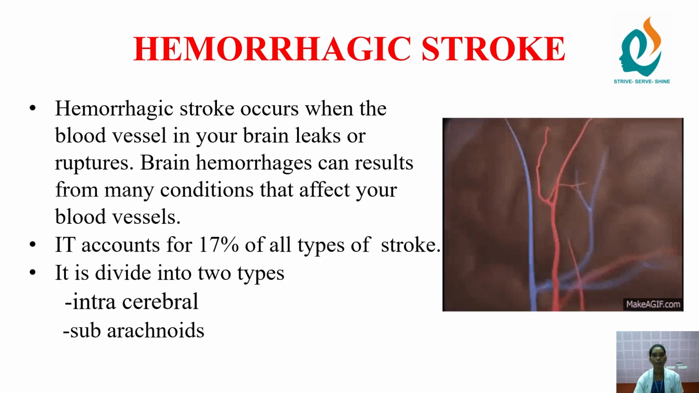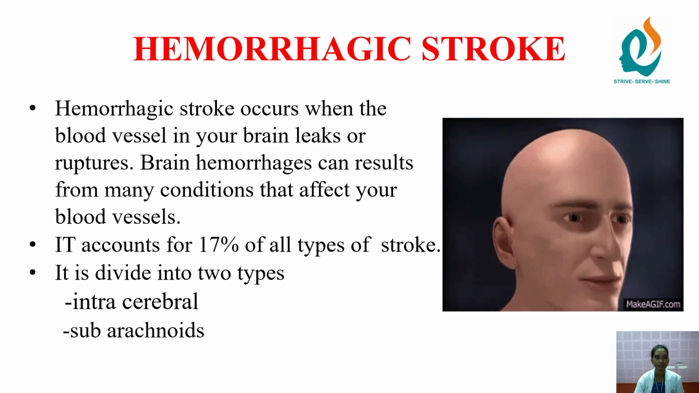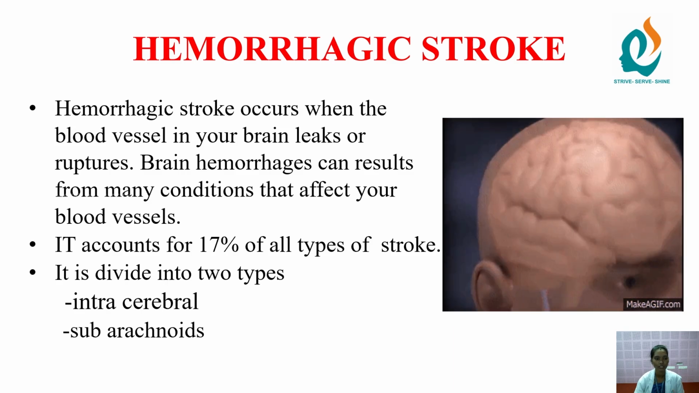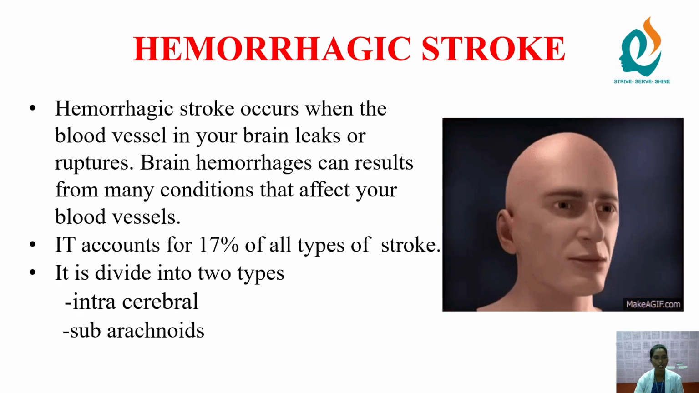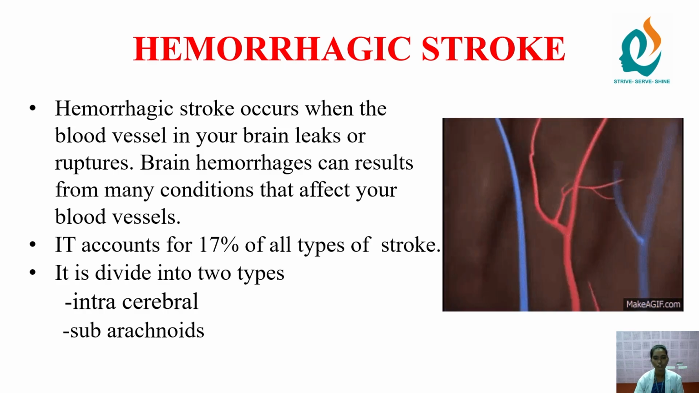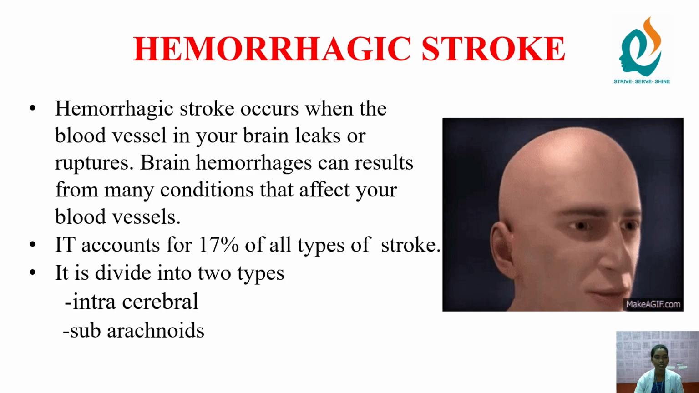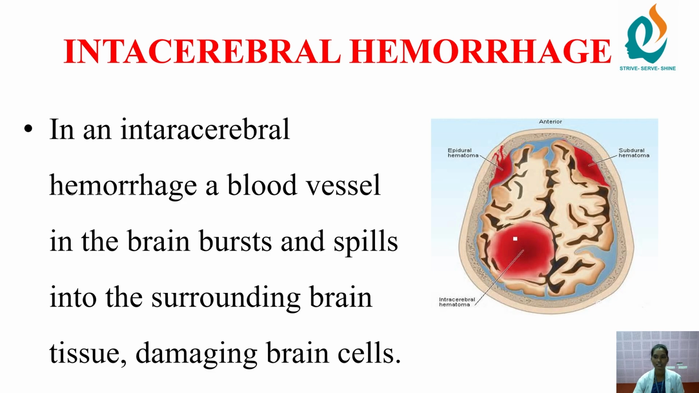Next is the hemorrhagic stroke. Hemorrhagic stroke occurs when blood vessels in your brain leak or rupture. Brain hemorrhage can result from many conditions that affect your blood vessels. It accounts for 17% of all types of stroke. It is divided into two types: intracerebral hemorrhage and subarachnoid hemorrhage. First we will see the intracerebral hemorrhage.